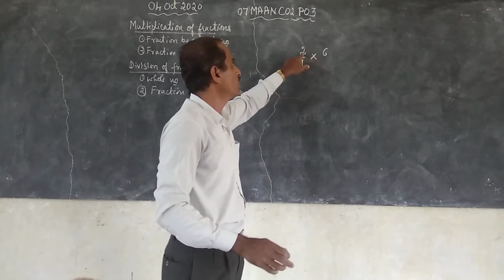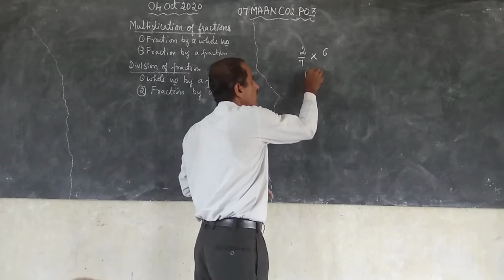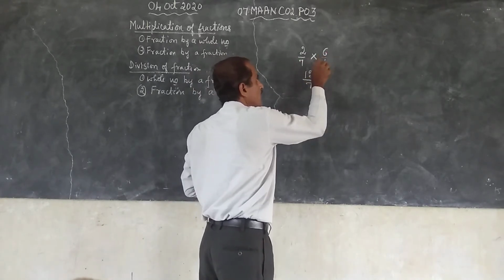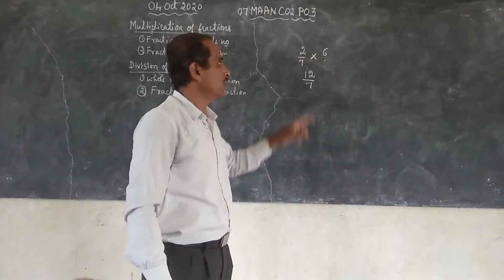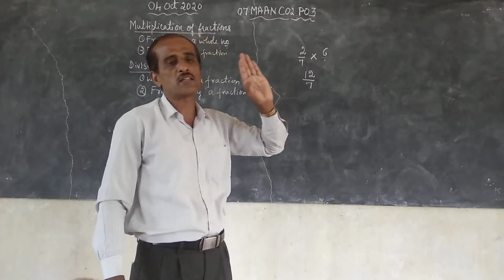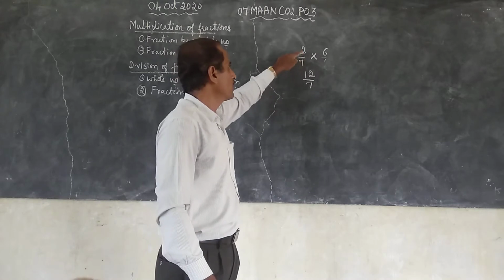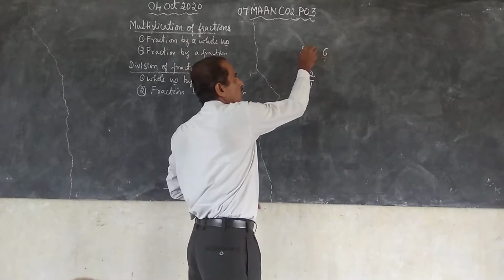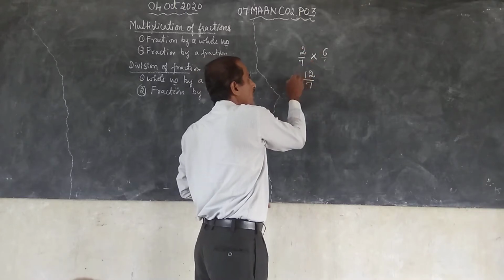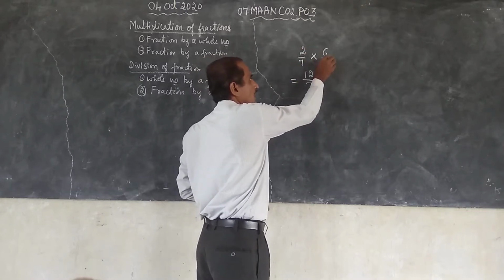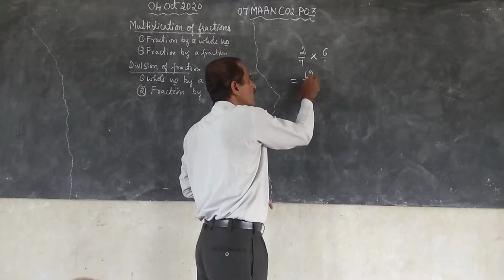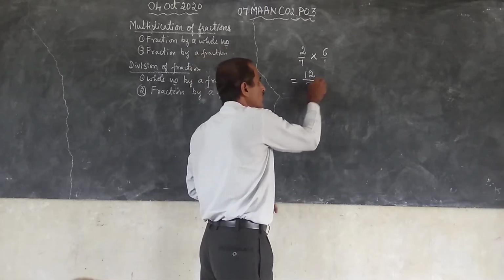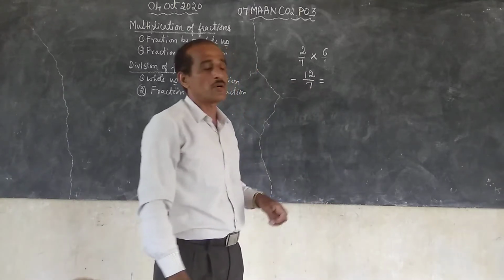Here you have to multiply directly. So 6 into 2 is equal to 12. 7 as it is. 6 means 6 by 1. So numerator and numerator, denominator and denominator multiplication. That's all. Okay. 2 by 7 into 6 is equal to, 6 into 2, 12, 7 as it is, or 7 into 1 here. 6 means 6 by 1. So 12 by 7.